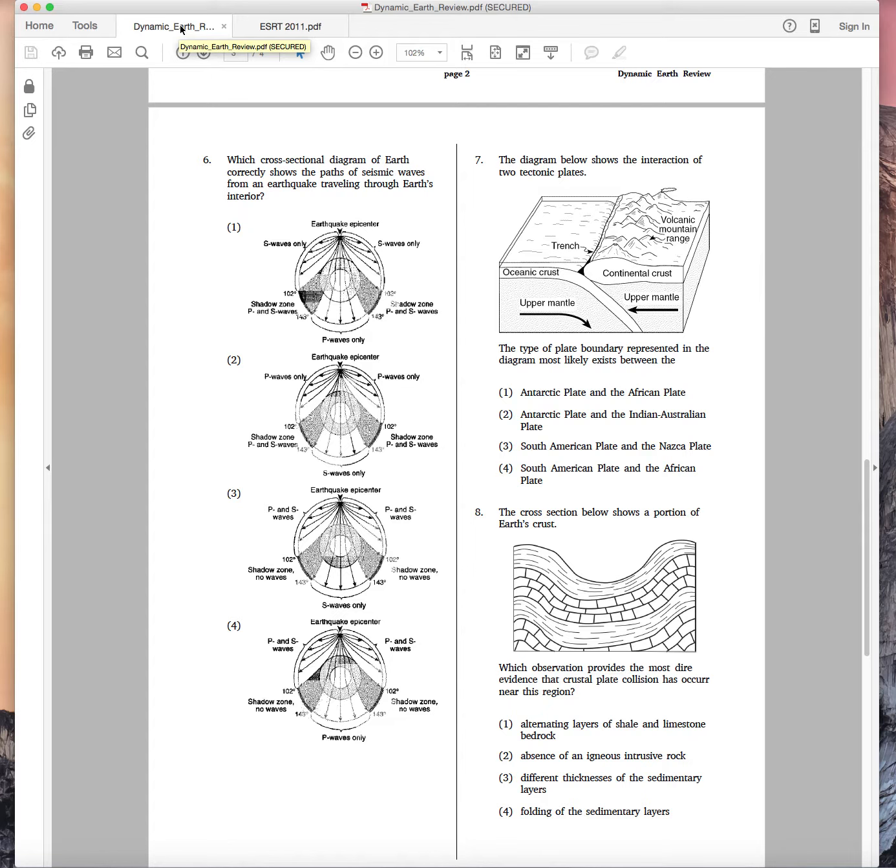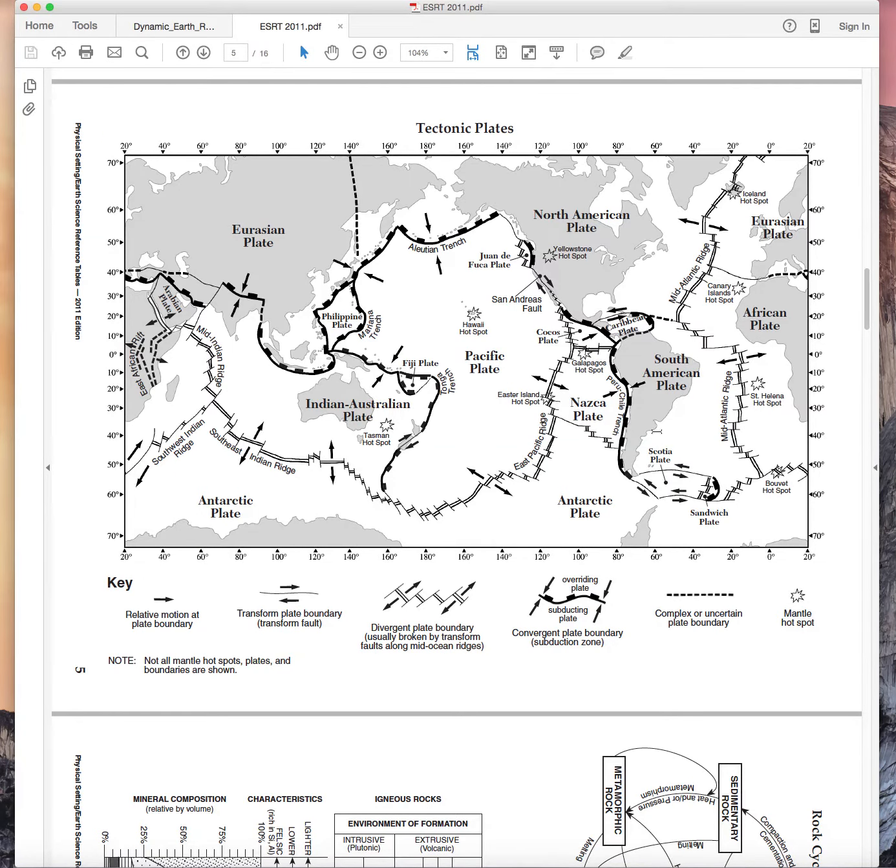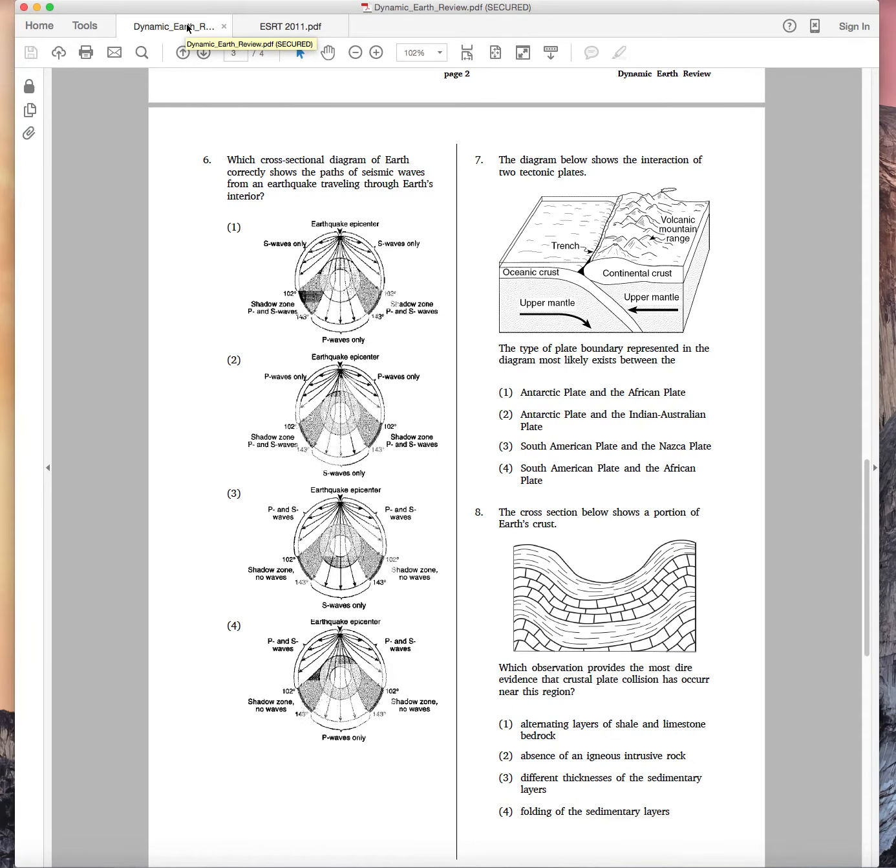Choice 3, South American plate and the Nazca plate. South American plate is here, Nazca plate right here. We have arrows that come together, producing a convergent plate boundary, and take a look at that, we have the Peru-Chile Trench. That works.